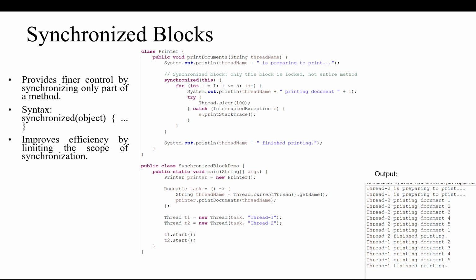Synchronized blocks provide finer control over synchronization. Instead of synchronizing the entire method, only the critical section of code is synchronized. The syntax uses the synchronized keyword with an object. This approach improves performance by limiting the scope of synchronization.